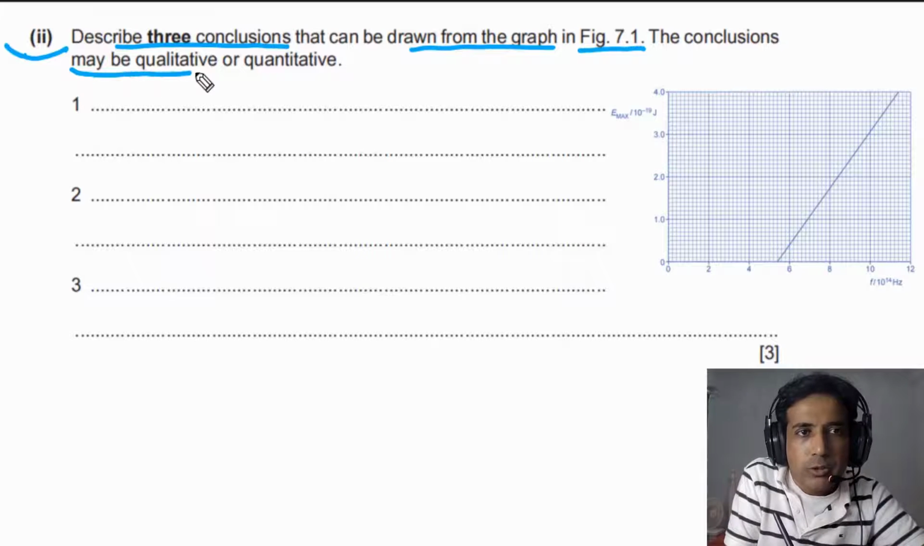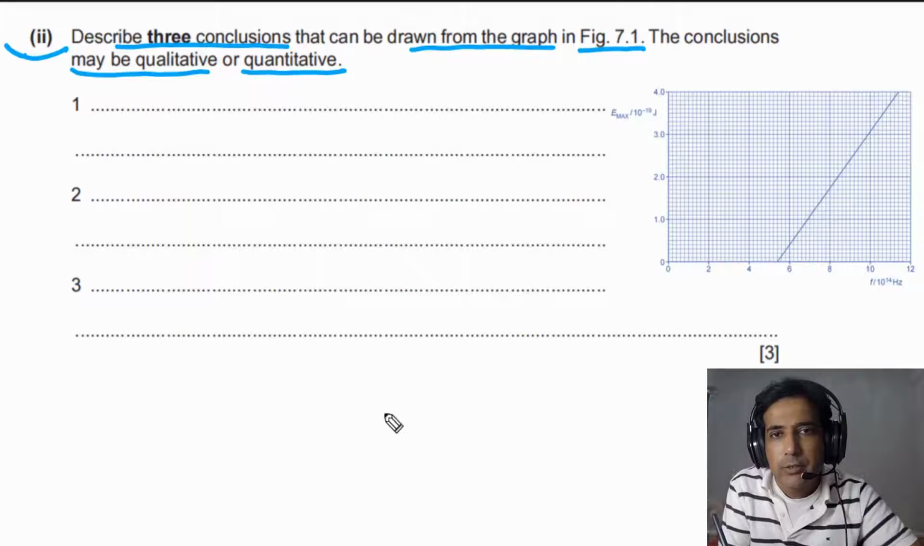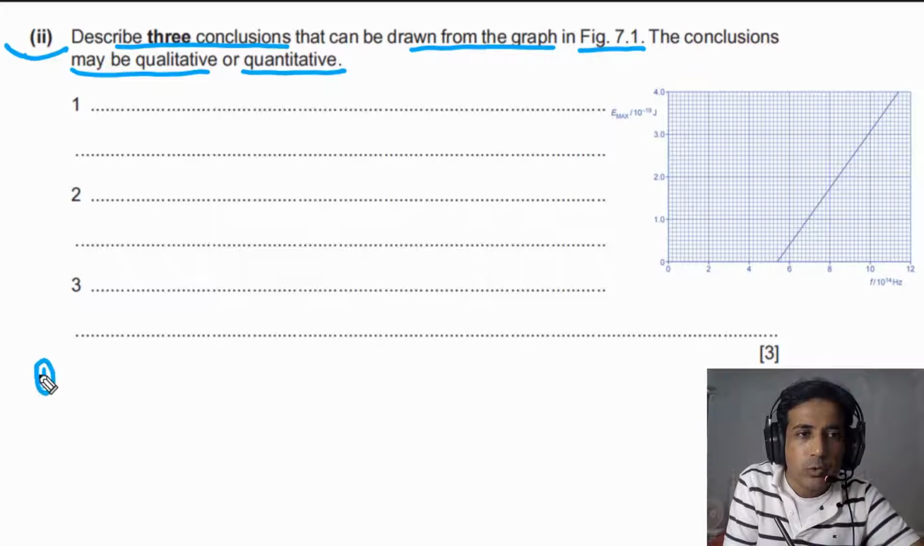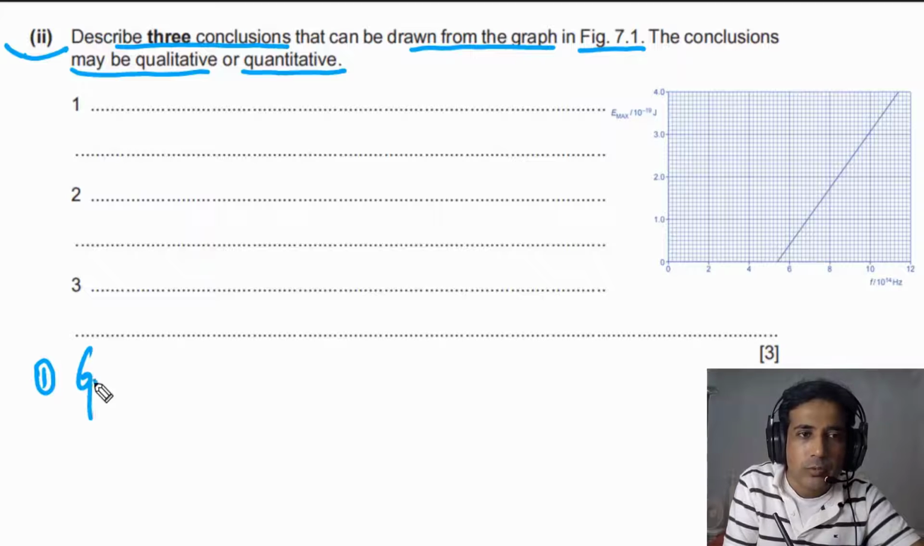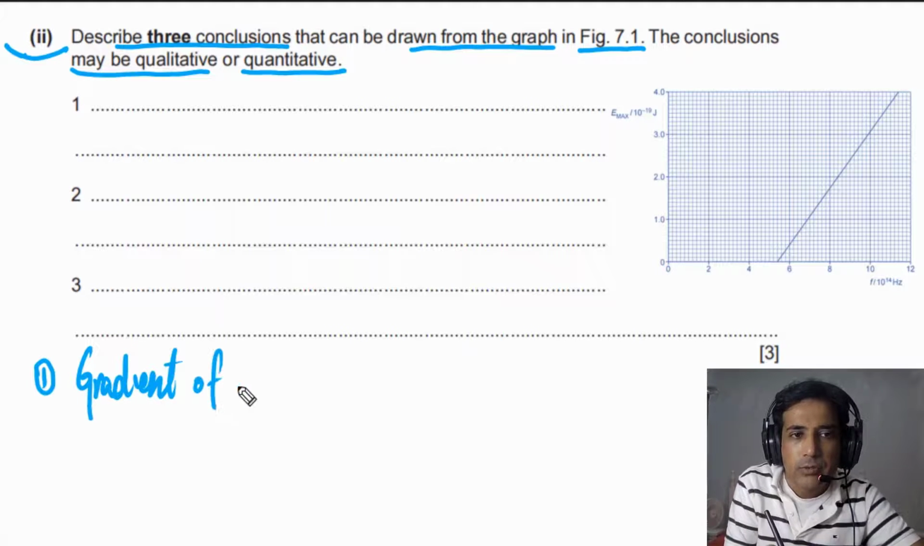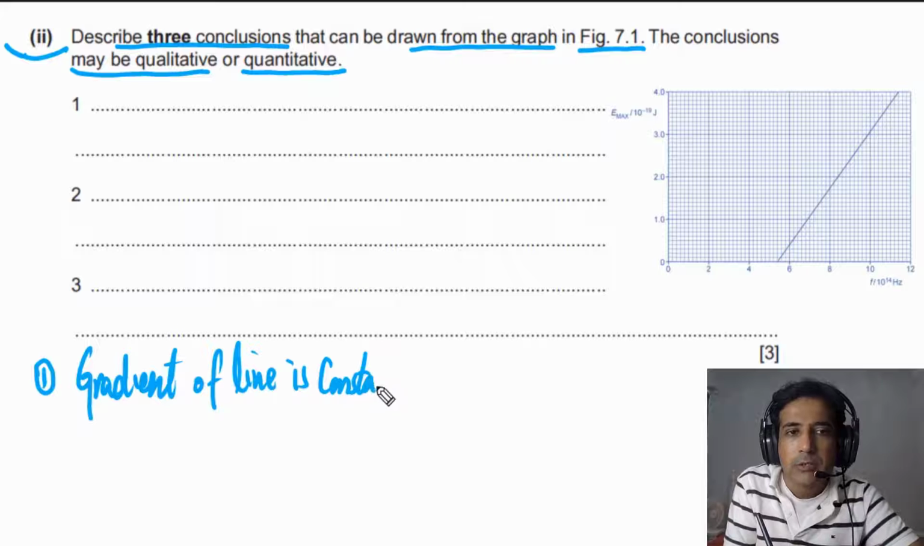The conclusions may be qualitative or quantitative. Now, if you look at this figure, the first thing you will notice is that the gradient of this line is constant. So we can say gradient of line is constant, and gradient is equal to Planck's constant. If you want to write down, you can also say gradient of line is Planck's constant.